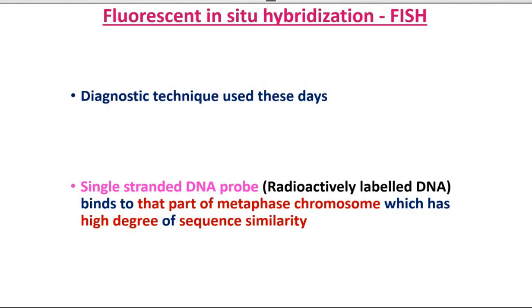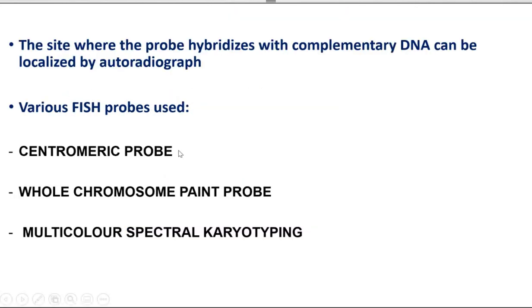Right, now wherever it has hybridized, then you do autoradiography and you localize that particular point. What are the various types of FISH probes used? They are centromeric probes, whole chromosome paint probes, and multicolor spectral karyotyping probes.